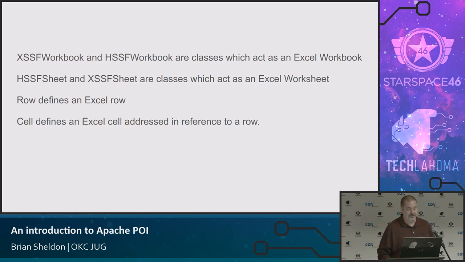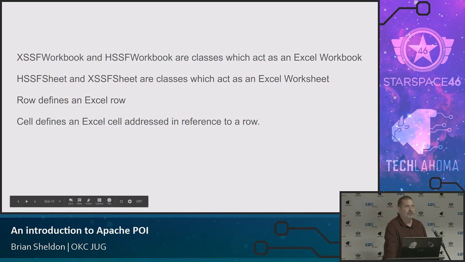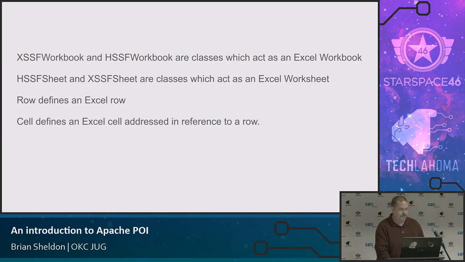Then you've got the HSSF and XSSF sheets. Strangely, it's row and cell for your row and cell. As far as I remember, I could not find a way to get a column reference. There's probably a way, I never could find it when I was looking for it, which seems odd. So everything almost seems to be row defined.